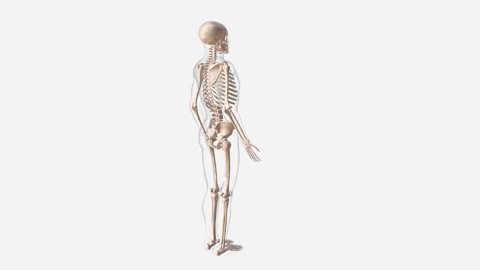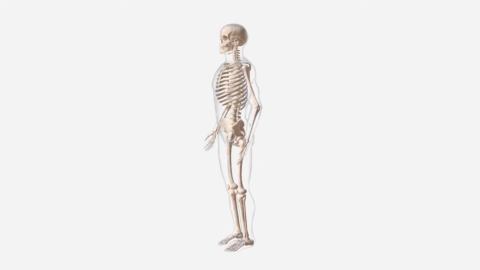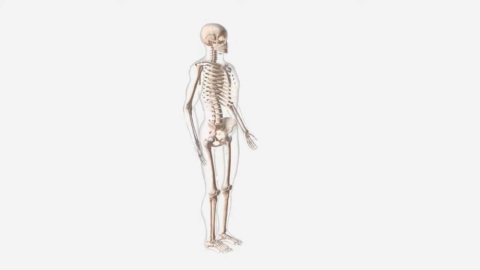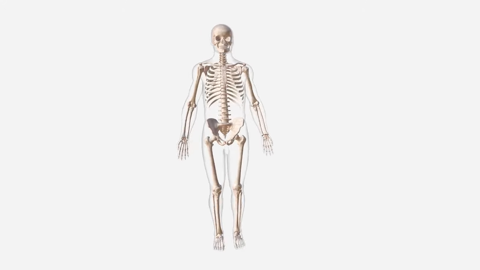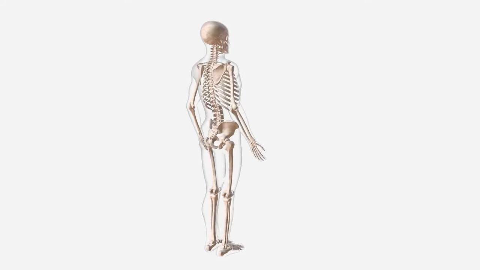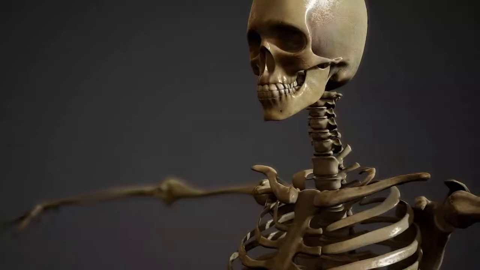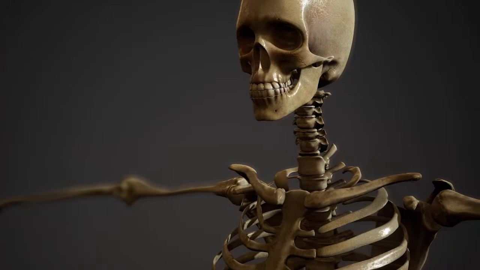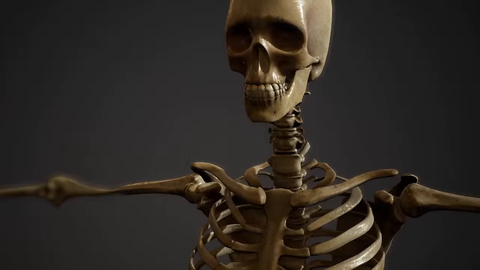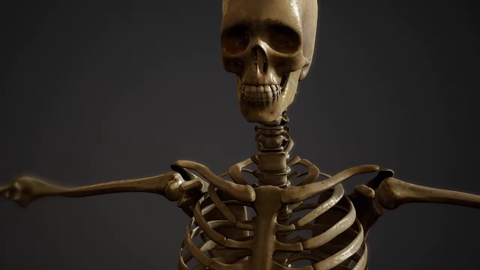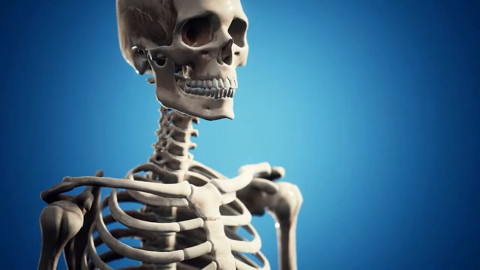Joints can be affected by a number of conditions, such as arthritis, which is a group of conditions that cause inflammation and pain in the joints, and osteoporosis, which is a condition that causes bones to become weak and brittle. The skeletal system plays a number of important roles in the body, including support. The skeletal system provides structural support for the body and helps to maintain posture and balance.